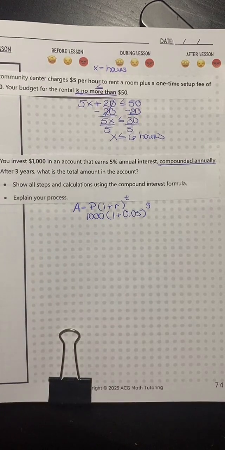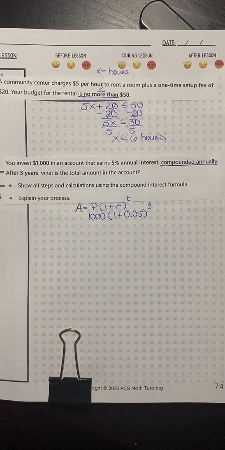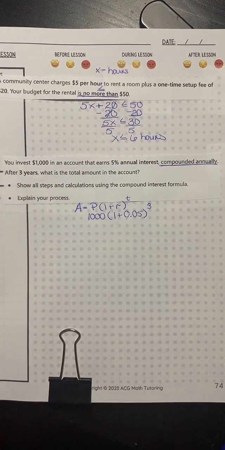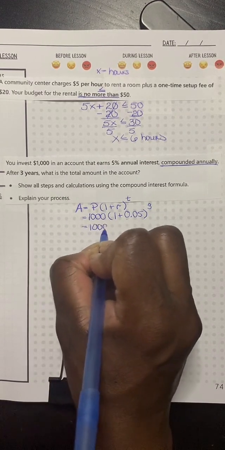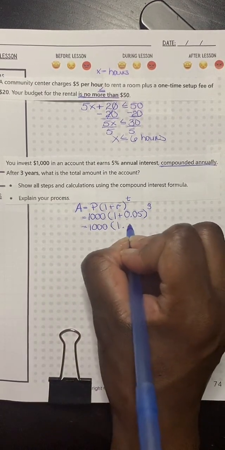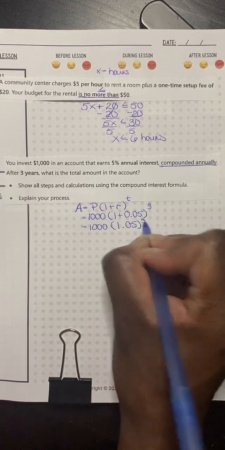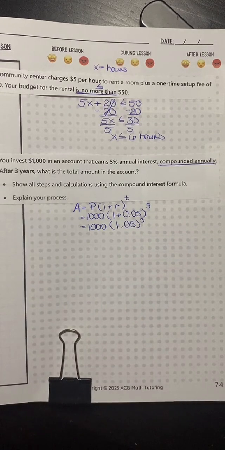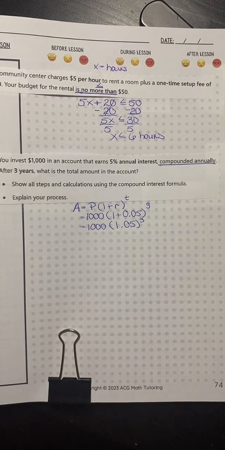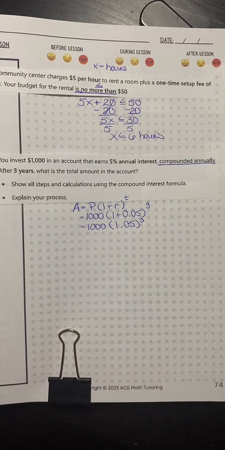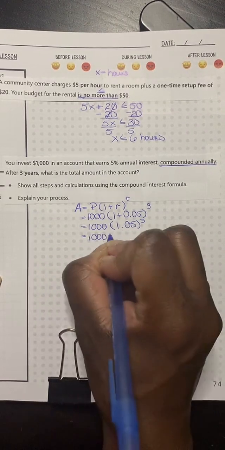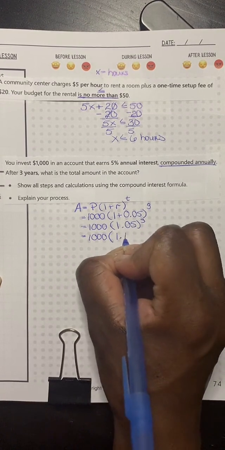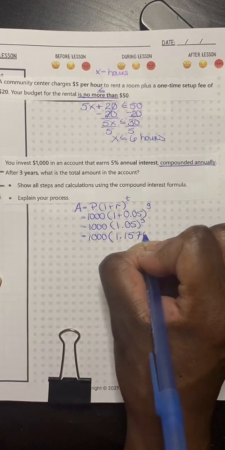Okay, so it's compounded annually, so we don't have to do the n's for ones. It's not necessary. So, doing what's inside the parenthesis, we got our 1,000. Then you have 1.05 raised to the third power. So doing our exponent, 1.05 raised to the third power, and we're going to multiply that to 1,000. So we got our 1,000 times 1.157625.